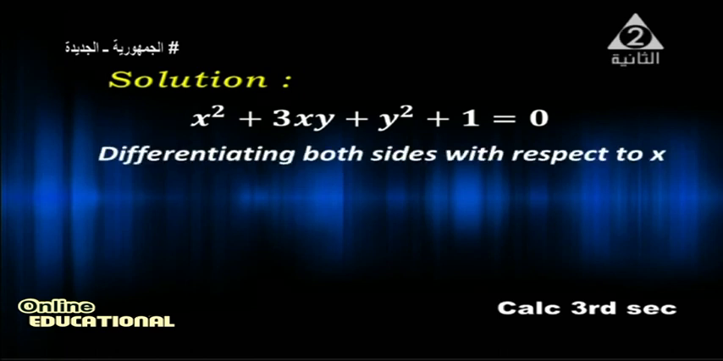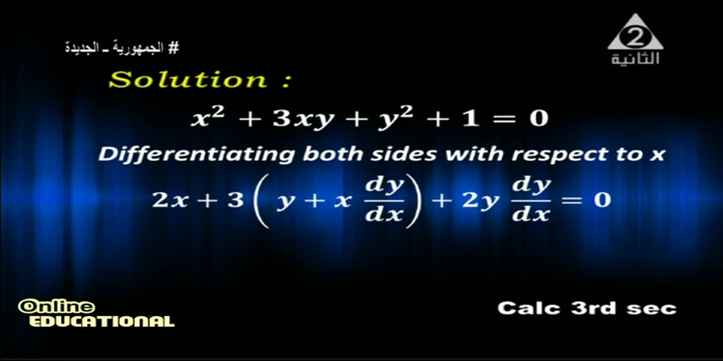By differentiating both sides with respect to the variable x, we get the derivative of x^2 is 2x, plus 3 multiplied by the derivative of x times y, which is y plus x dy/dx, plus the derivative of y^2, which is 2y dy/dx, and the derivative of the constant 1 equals 0. Then 2x + 3y + 3x dy/dx + 2y dy/dx = 0.